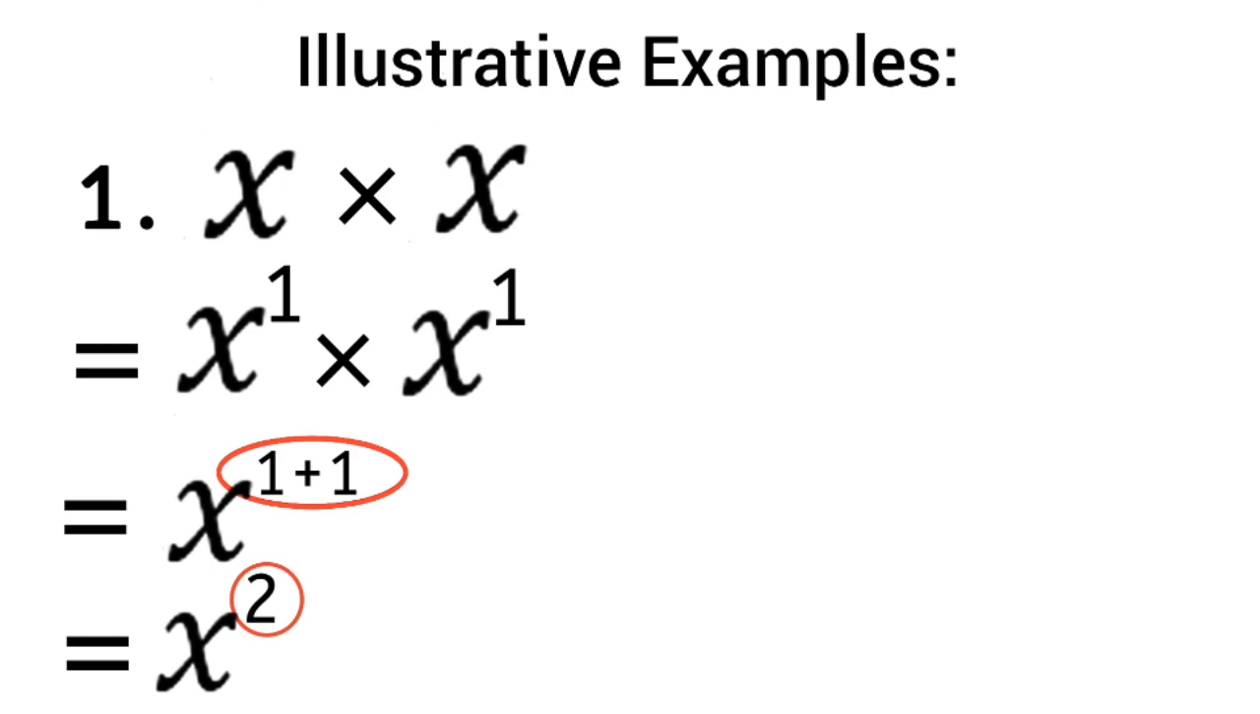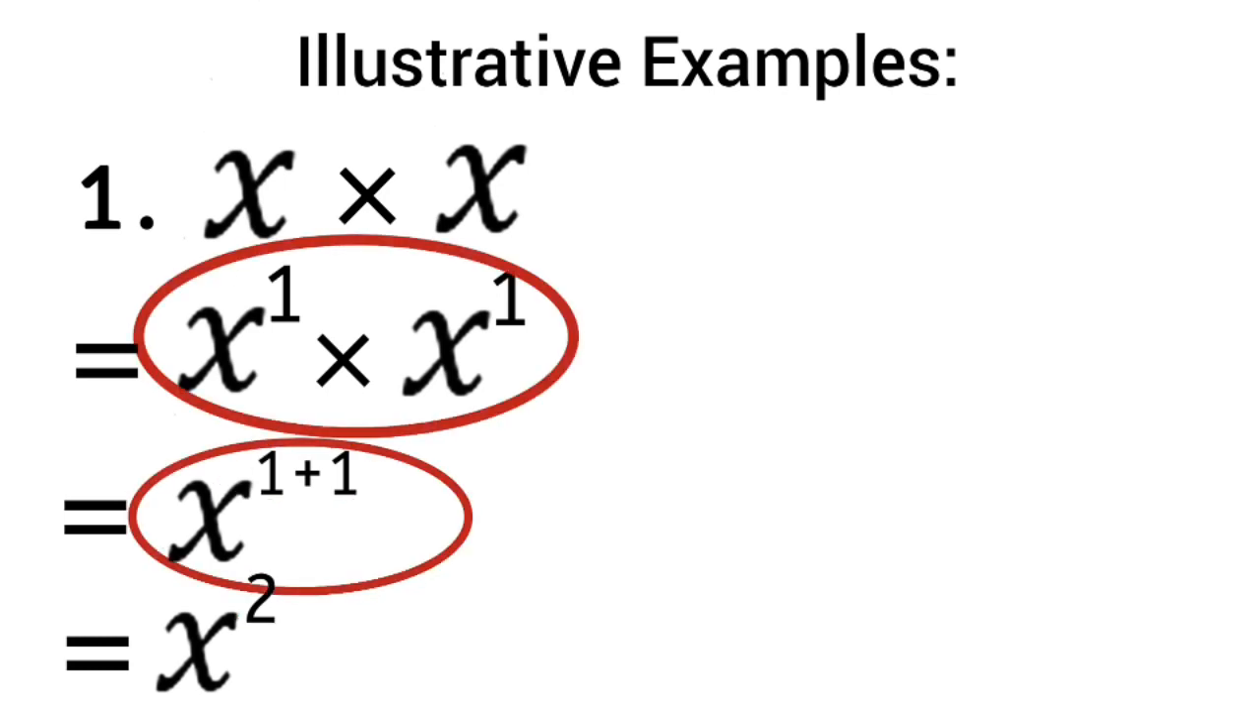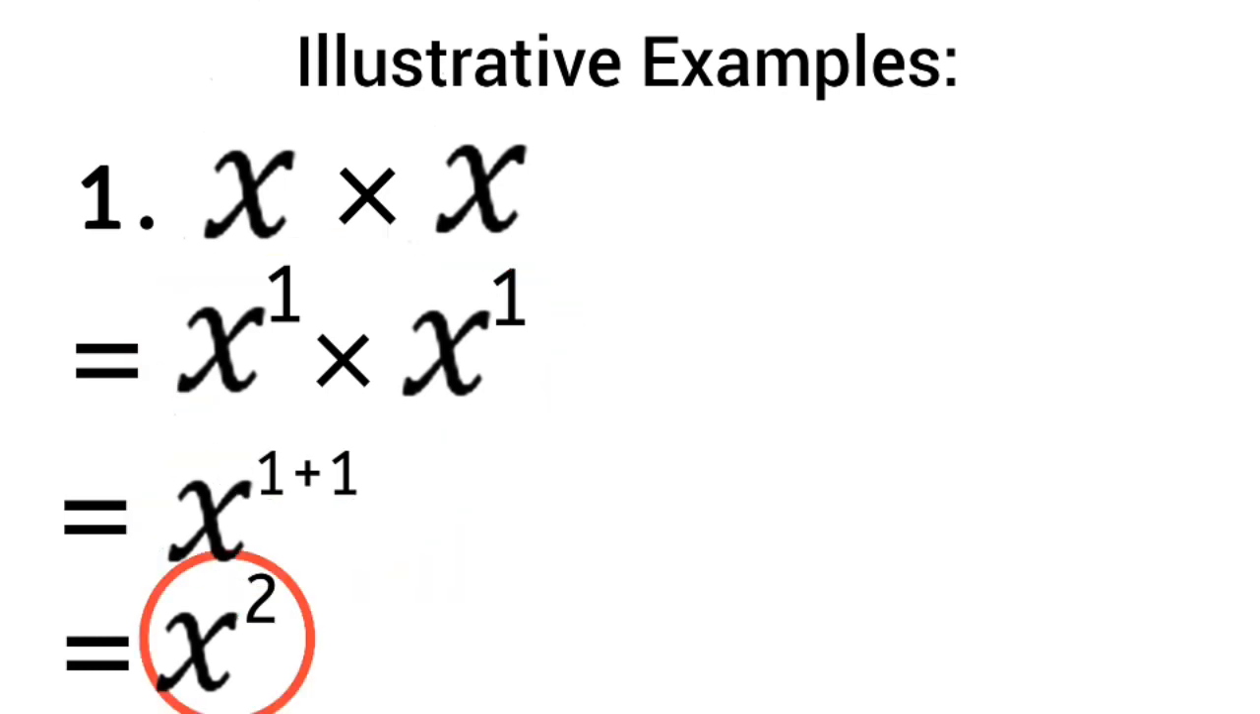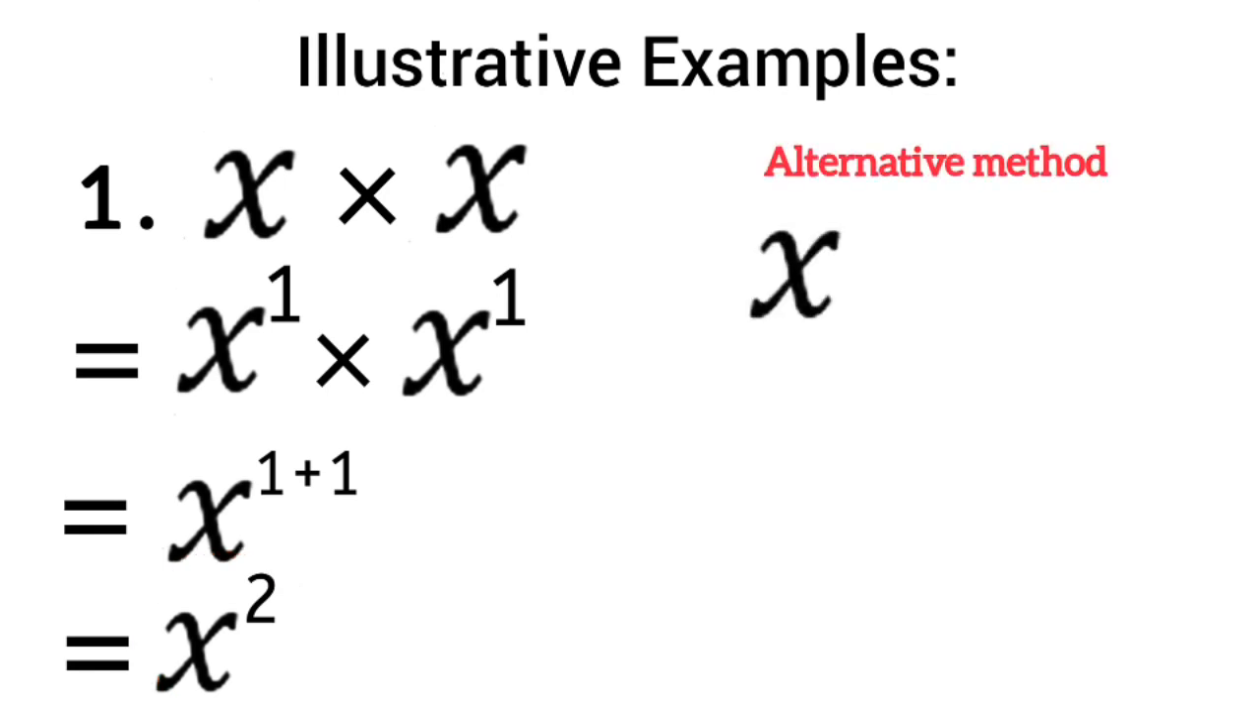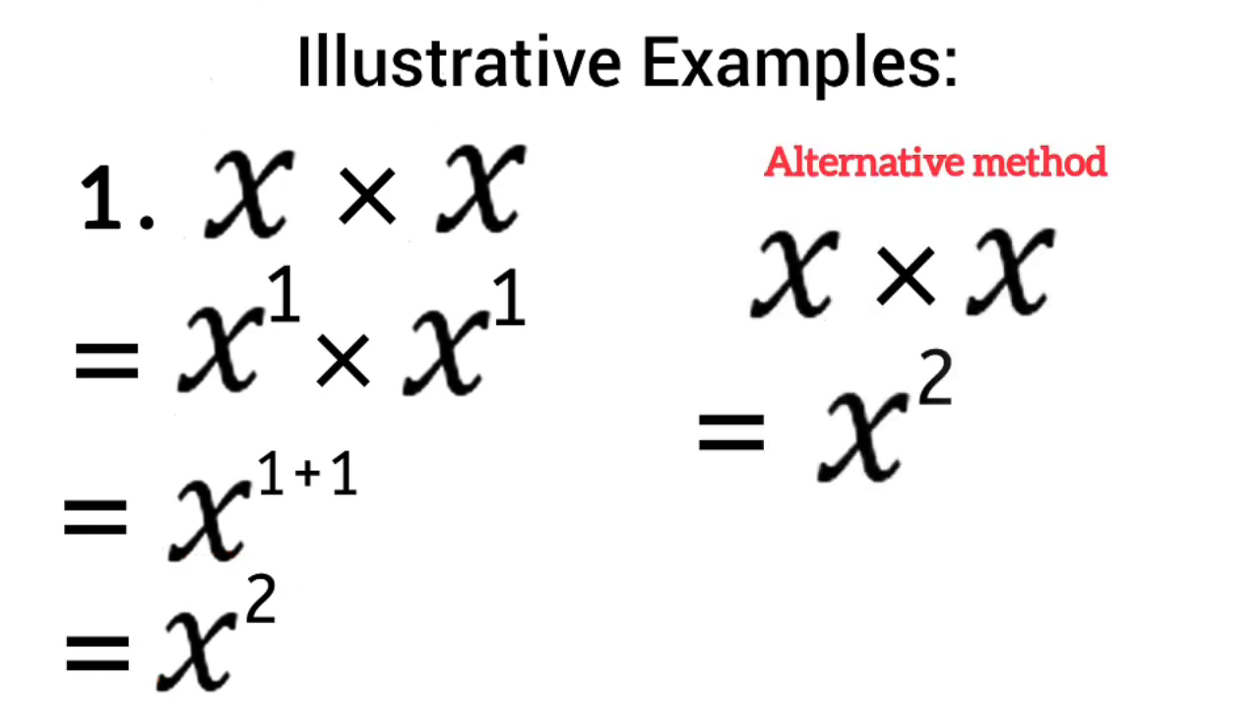Please, you are allowed to skip these steps in order to arrive at the final answer, which means you can also answer it this way. x times x gives x squared, since the powers will add to give you power 2. Please, always choose one variable and add the powers and write the answer as the power for that variable. So the final answer will be x raised to the power 2.